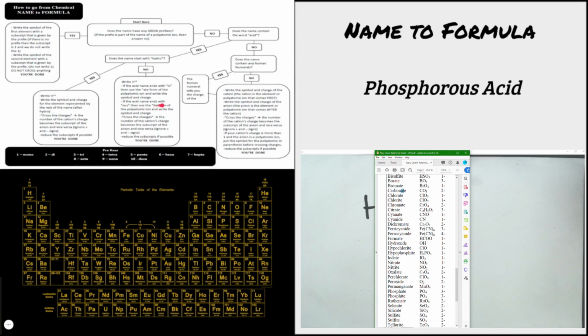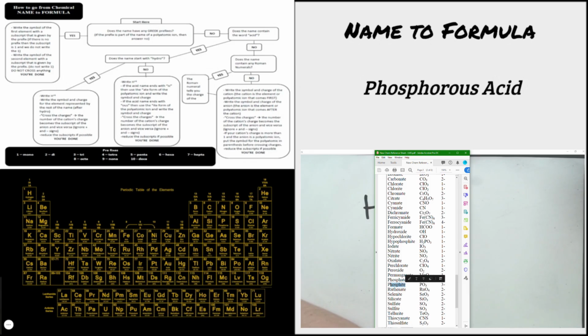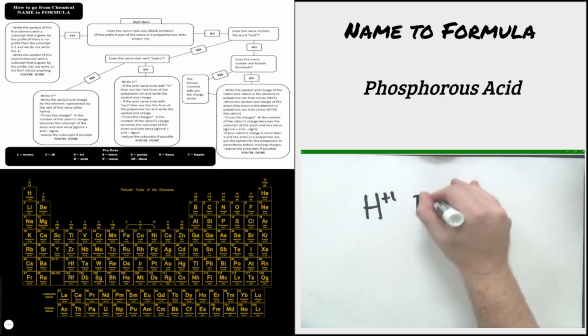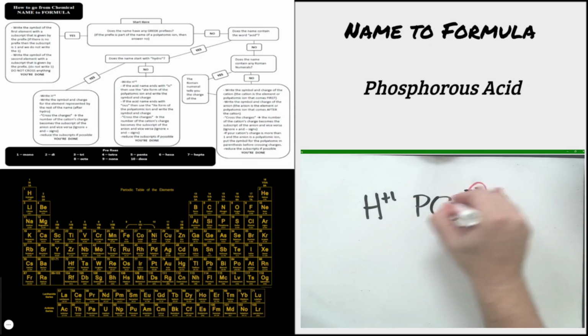Now this says if the name ends with ous, then use the ite form of the polyatomic ion. So when I look at my polyatomic ion list, I'm going to be looking for phosphite. So you just change the ous to ite. On this one, changing the ous to ite would give phosphorite, but that's not one of the polyatomic ions. It's phosphite. Phosphite and sulfite, the phosphorus and sulfur polyatomic ions, the names get changed a little bit. You'll get used to it after a while. But phosphite is PO3 with a -3 charge. So let's write that. We have PO3 with a -3 charge. And then we're going to cross the charges.